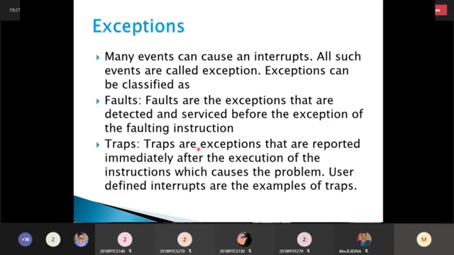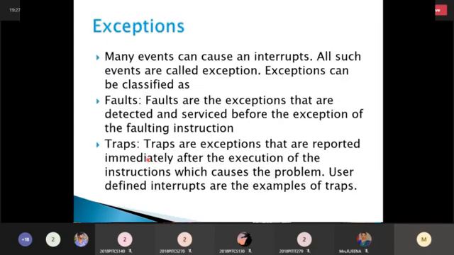Okay, so if I am servicing before the execution of that faulting instruction, that type of exception we call a fault. And the type of exception which will be reported only after the execution of the instruction, that type of exception we call a trap. So this is the difference between a fault and a trap.